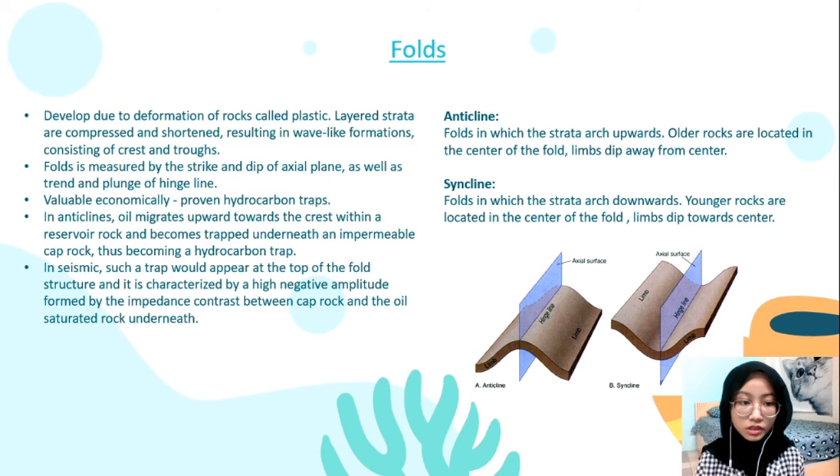In seismic, such a trap would appear at the top of the structure and is characterized by a high negative amplitude formed by the impedance contrast between the cap rock and the oil-saturated rock underneath.